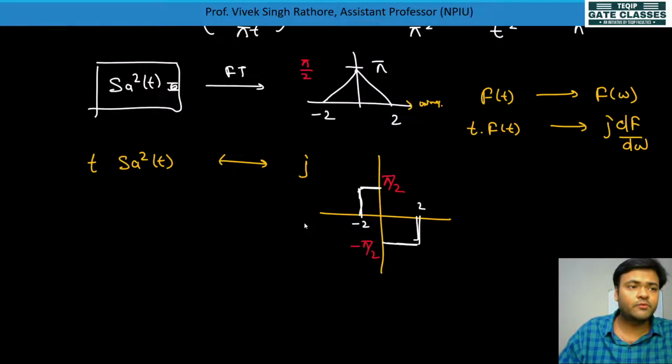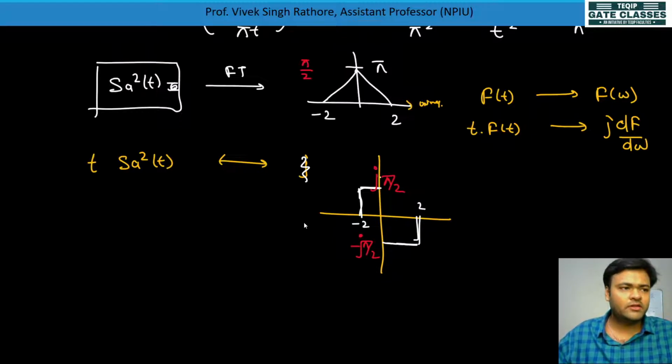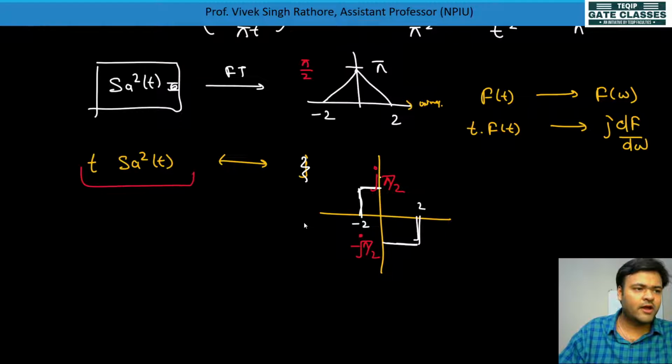But what you need to do is j df by d omega. So here j can be introduced. What will you write here? j also in front of it. So actually t times sampling square t can be written like this. Now what you need to do? Okay, this is written like this.